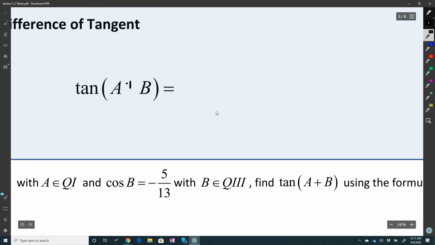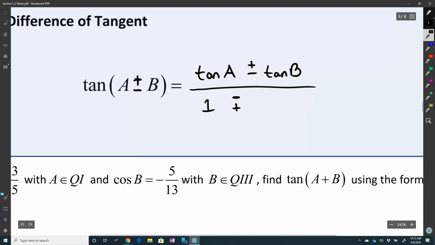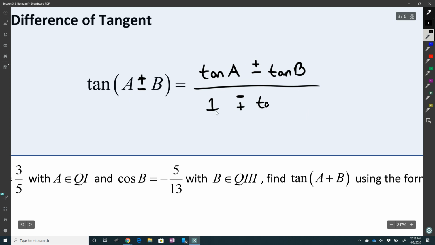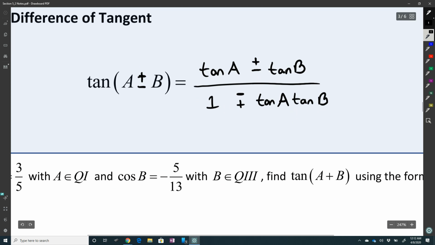So the formula, this is again plus or minus, is tangent A plus or minus tangent B, and then over 1, the signs are opposite, tangent A, tangent B. I don't have a mnemonic device for this. The guy in the video was just saying 10 plus 10, 1 minus 10, 10. And I was like, that's not a rhyme or pattern. But anyway, so this is the formula.